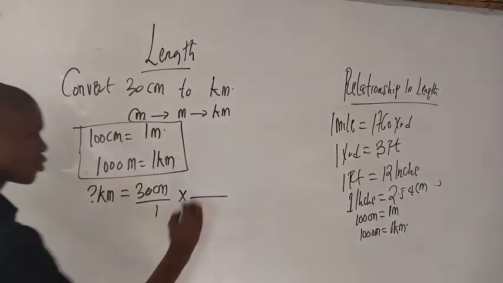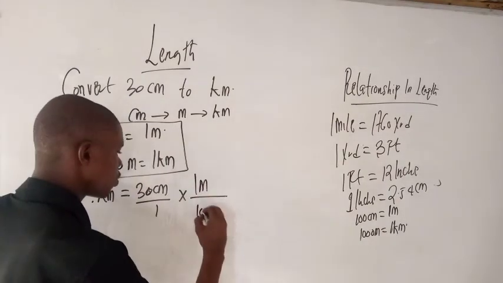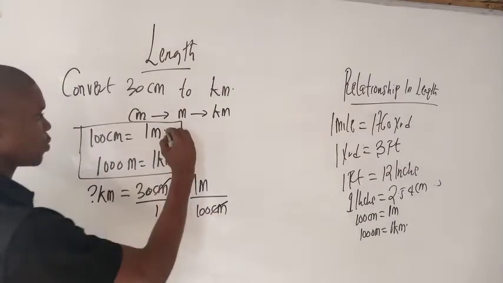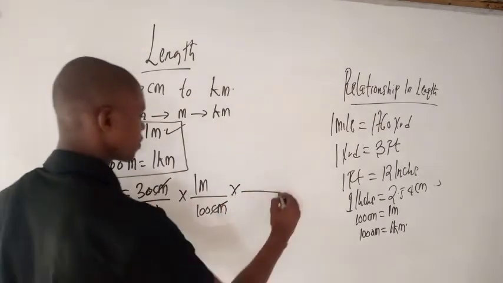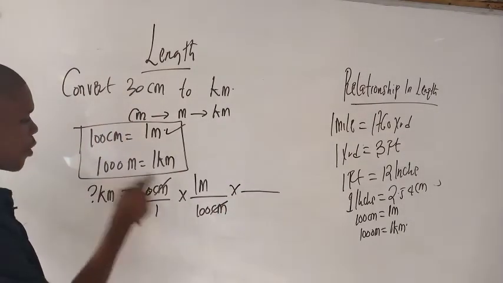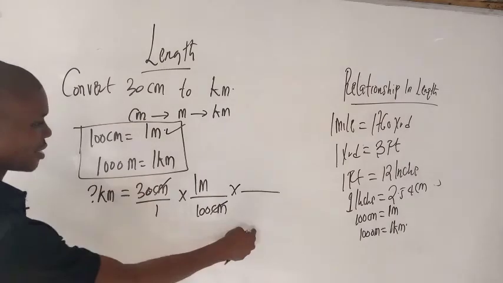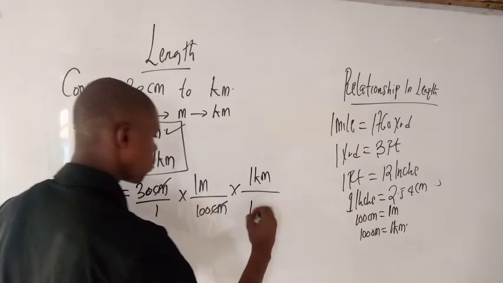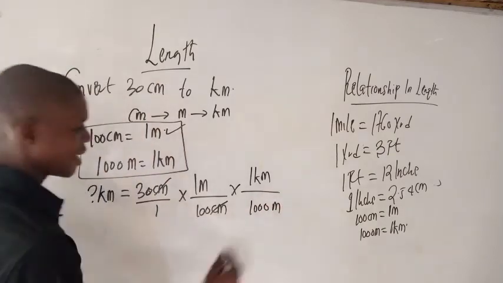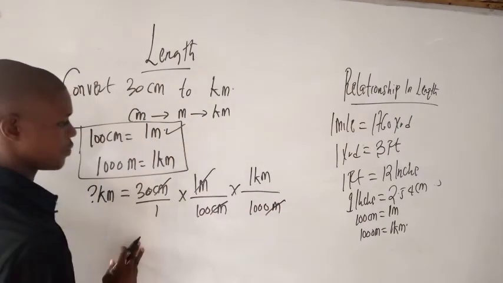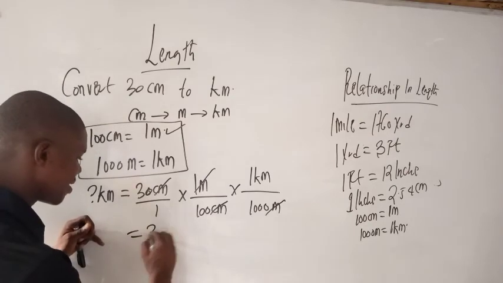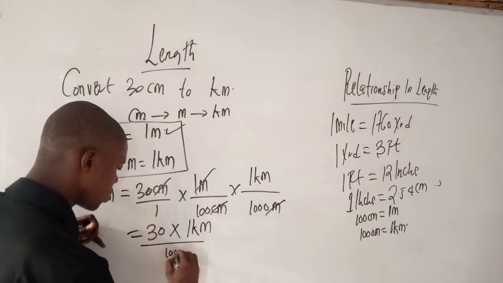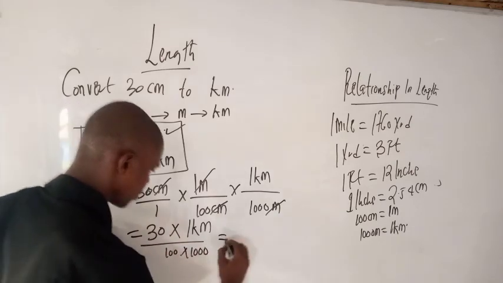So it is going to be 1 meter over 100 centimeters. Do you get that? Centimeter and centimeter will cancel out, so we are done with this part. Times the next: because my meter is already at the top, this one will go to the bottom, and the kilometer will be at the top, so it's going to be 1 kilometer over 1000 meters. So this meter and this meter go out. What we have here is 30 times 1 kilometer over 100 times 1000.